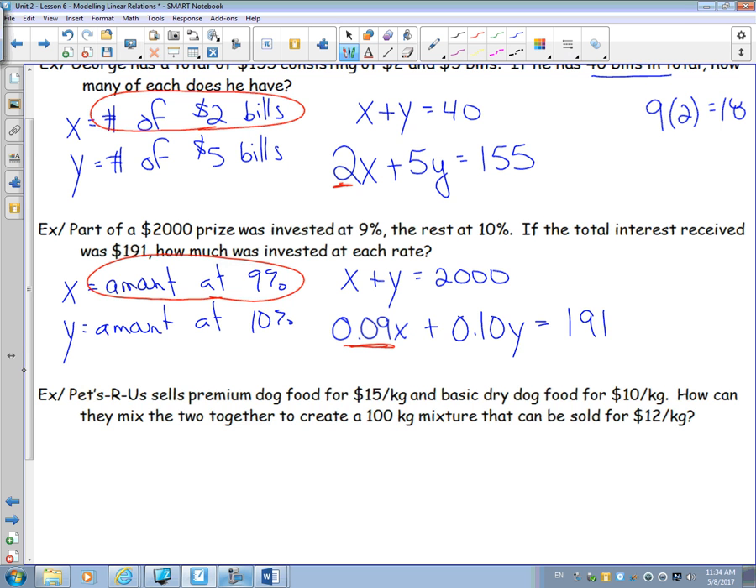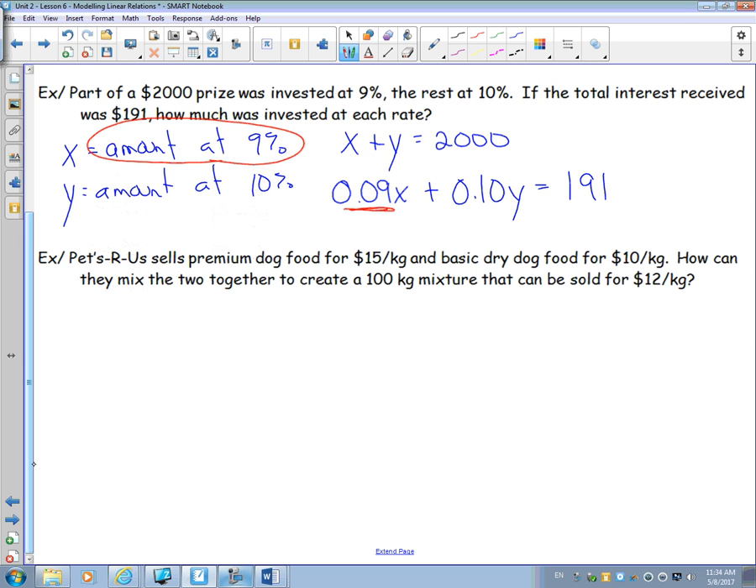Pets R Us sells premium dog food, $15 a kilogram. Basic dog food, $10 a kilogram. They want to mix the two together to create a new mixture that's going to be sold for $12 a kilogram. But what don't I know? I don't know how much kilograms of each.